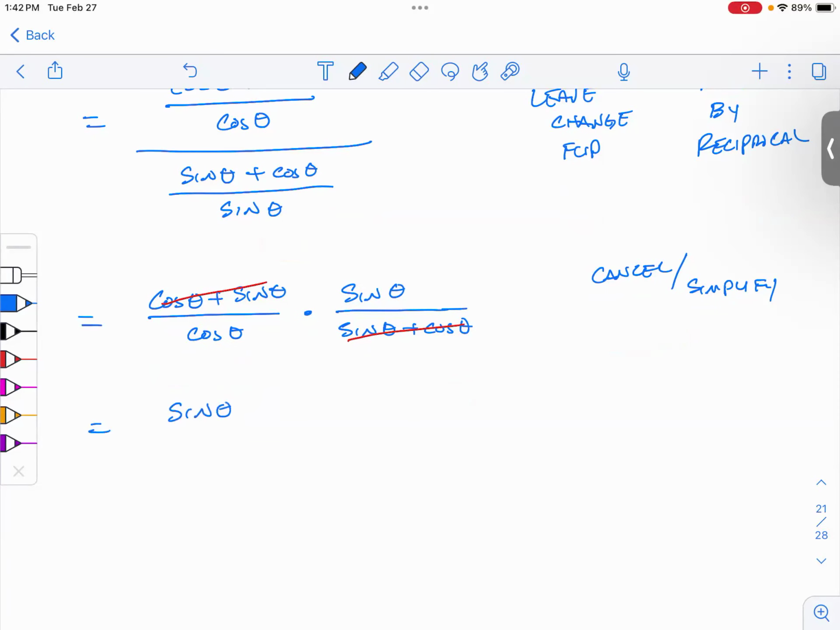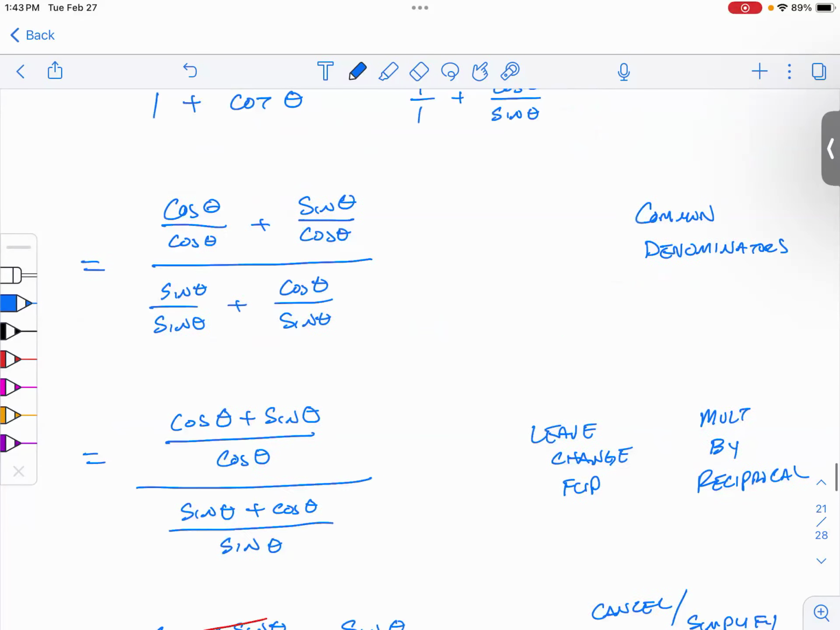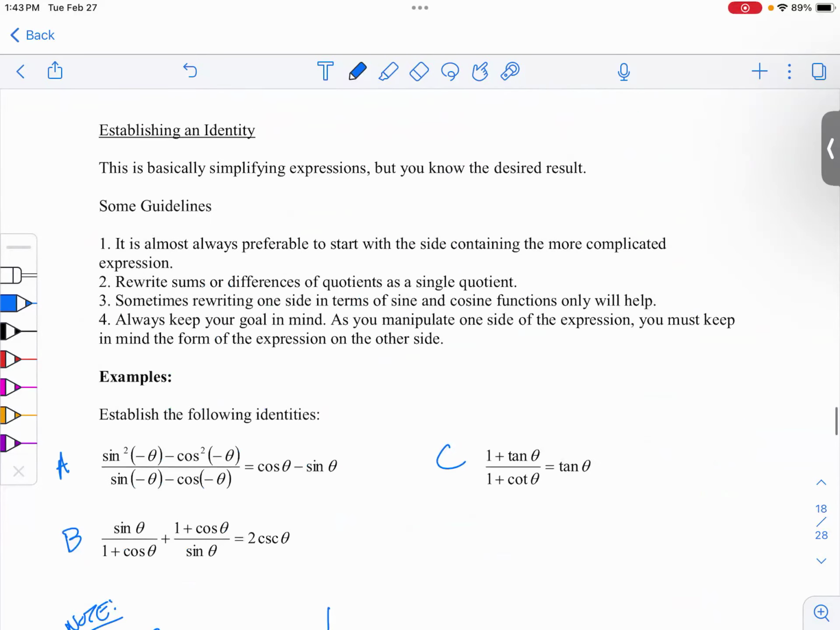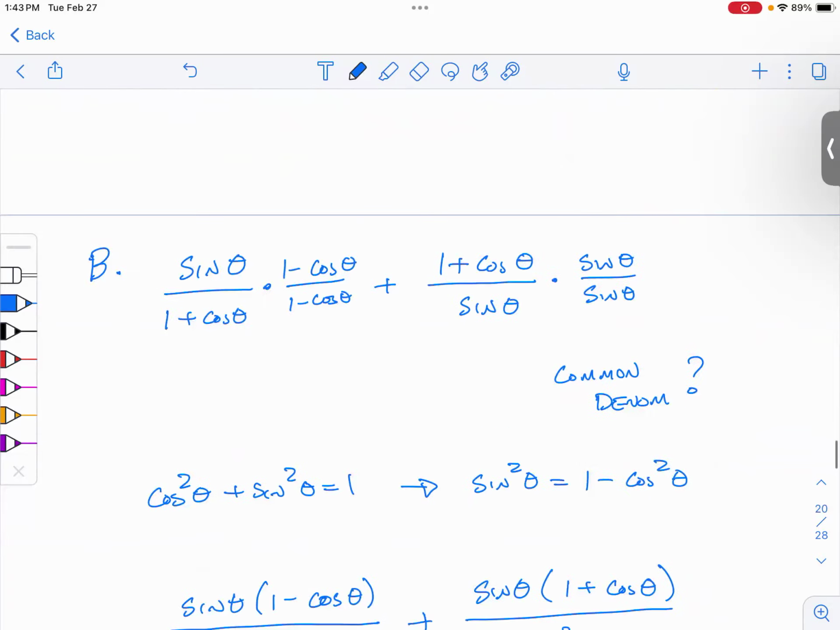And so then we end up with sine theta all over cosine theta, which is tangent. And then let's just double check, hopefully. Yes, tangent.